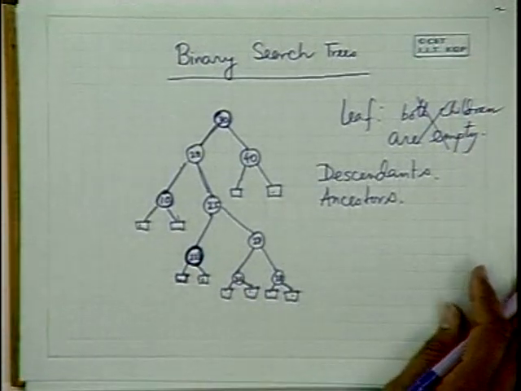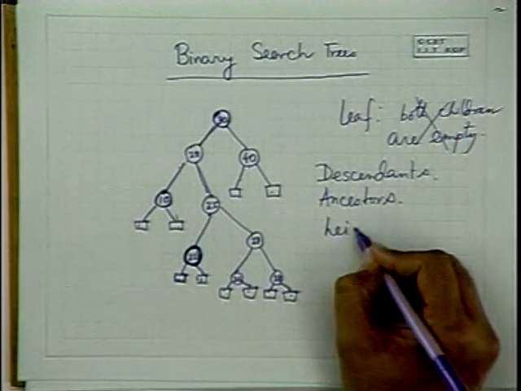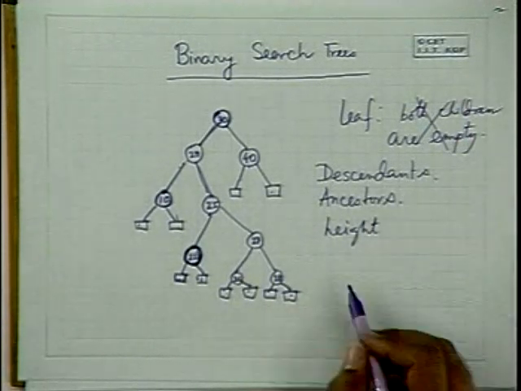So these are the very usual terms: descendants, ancestors, height of a tree. Basically, for the height of a tree, you first take the maximum depth of a leaf in the tree. What is the depth of a leaf? The number of edges you have to traverse to come to that leaf from the root. And the maximum depth will be equal to the height of the tree. Height and depth.